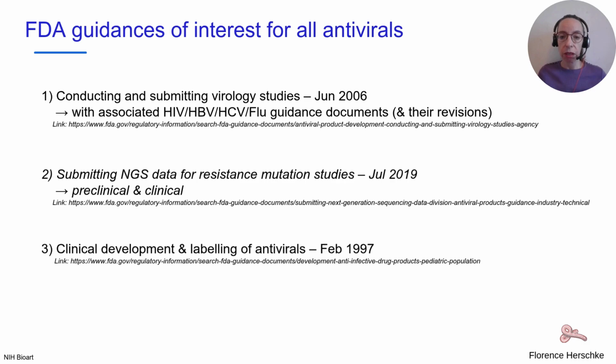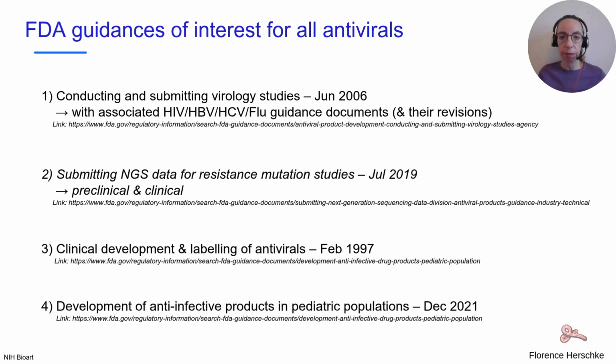The third one is on clinical development and labeling of antivirals. This is a very old guidance document from February 1997. And then the last one and fourth one on the development of anti-infective products in pediatric populations. This one is a more recent one from December 2021.